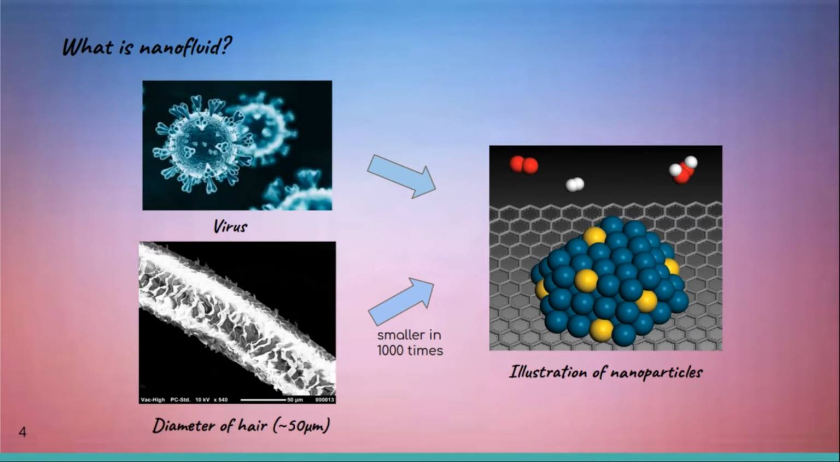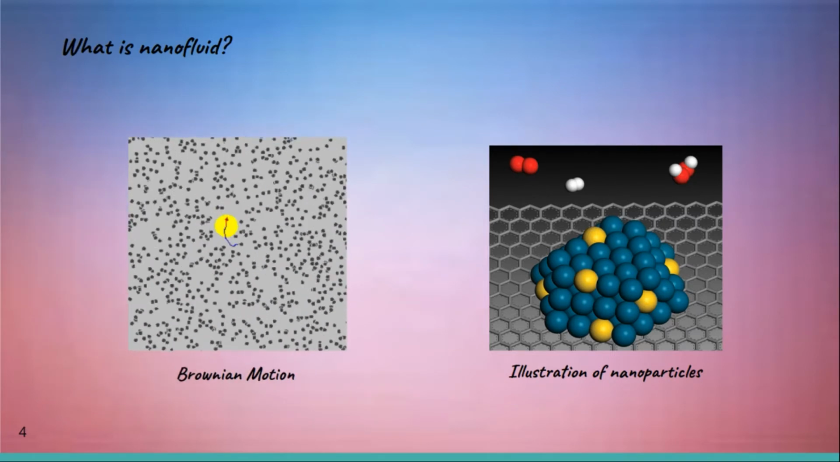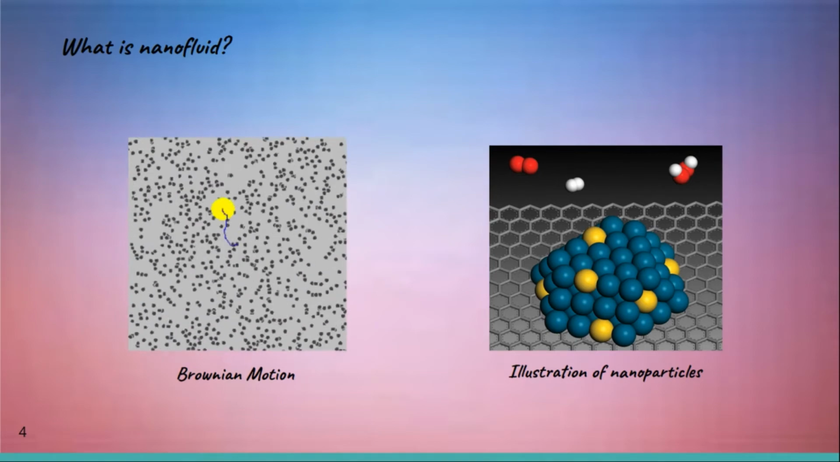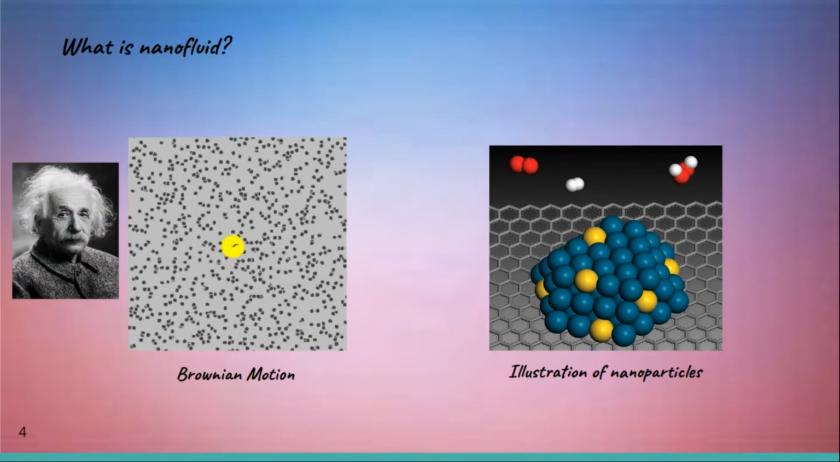How does the nanoparticle move? Is it in a fixed direction? No. It moves very randomly and freely. Thanks to Albert Einstein, we all know that this is called Brownian motion.